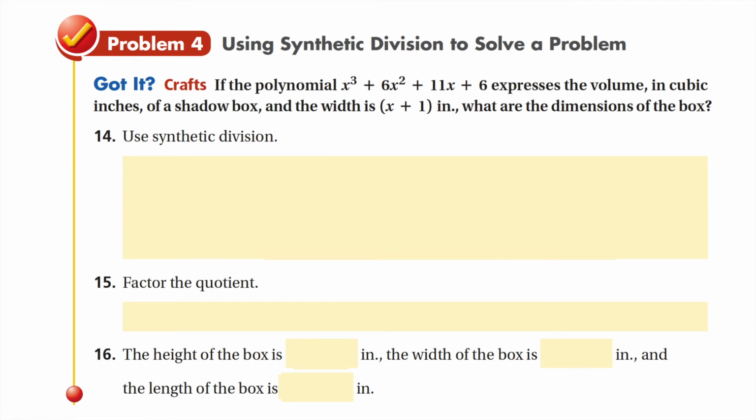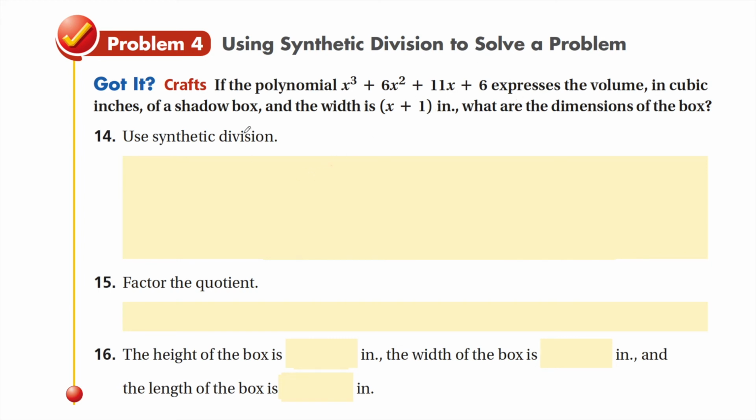Problem 4. Using synthetic division to solve a problem. If the polynomial x to the third power plus 6x squared plus 11x plus 6 expresses the volume in inches of a cube shadow box, and the width is x plus 1 in inches, what are the dimensions of the box?